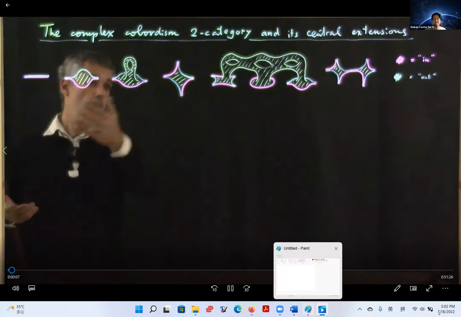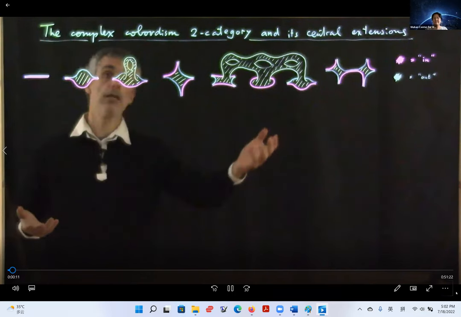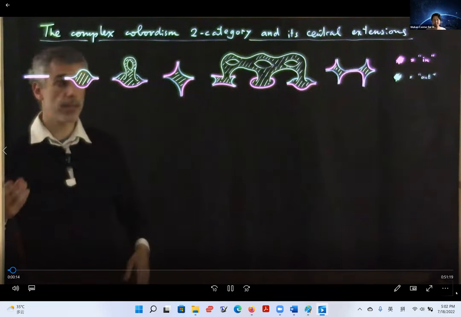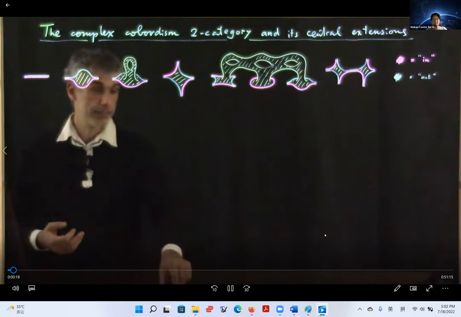It's the complex cobordism. I've drawn here some examples of two morphisms in that two category. But before telling you about those, let me tell you about usual bordisms. And let me draw one.